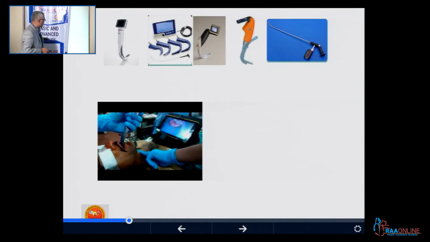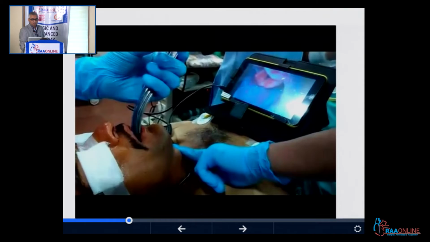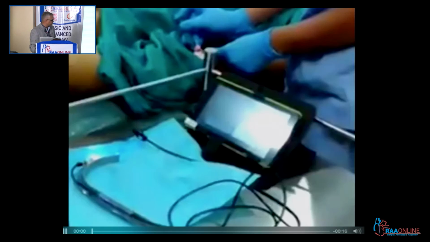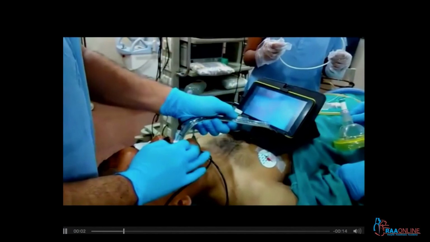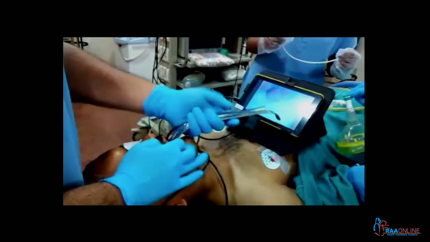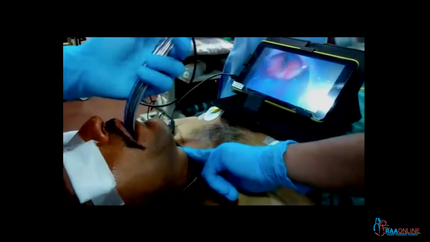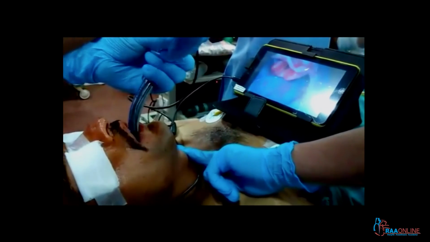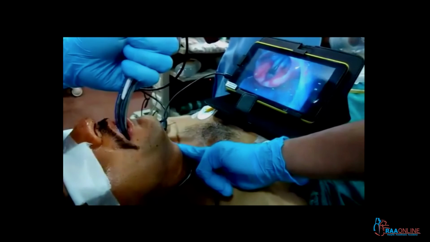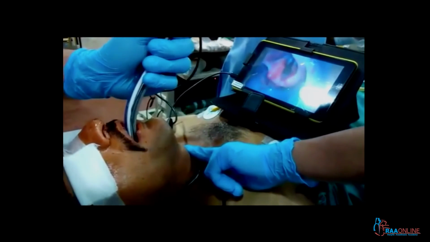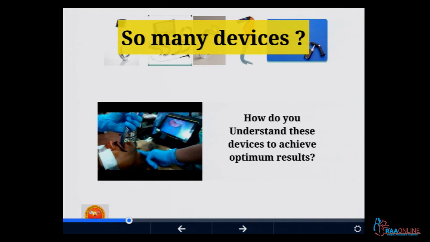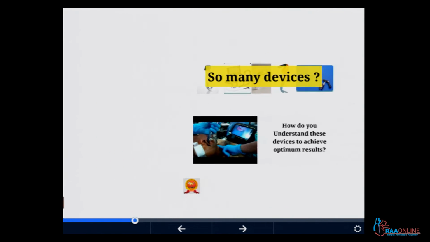There are so many devices. Probably you may have seen this video, or probably a few of you have this laryngoscope also. Have you seen this type of video laryngoscope? This is from my friend: a borescope connected to a simple tongue spatula or something like that. So there are many types of scopes available. So how do you understand these devices? How do you optimize your intubation with these particular devices?